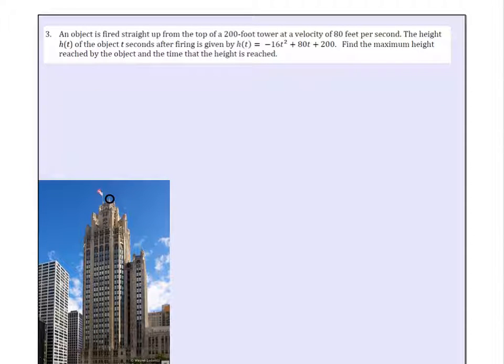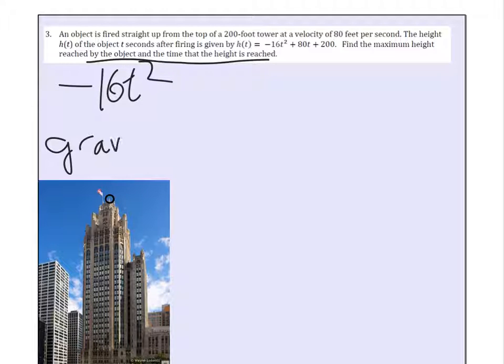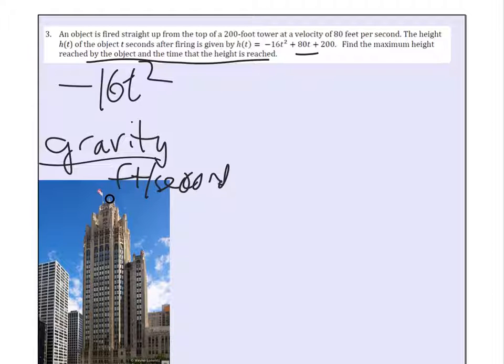All right, so an object is fired straight up from the top of a 200-foot tower at a velocity of 80 feet per second. The height, h, of an object t seconds after firing it is given by negative 16t squared plus 80t plus 200. Find the maximum height reached by the object and the time that the height is reached. So negative 16t squared, you'll see that occasionally. That's gravity, and that's in feet per second squared. So what they're looking at is it launches at 80 feet per second. It starts off 200 feet in the air.